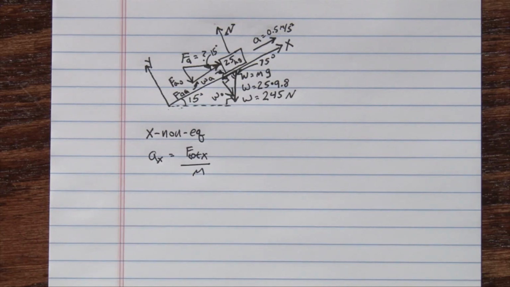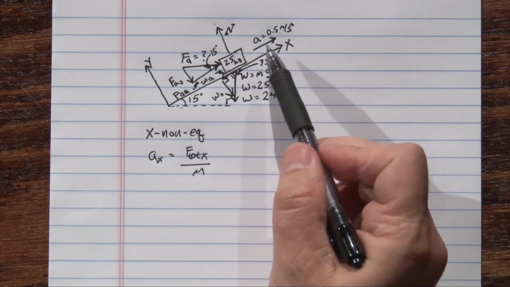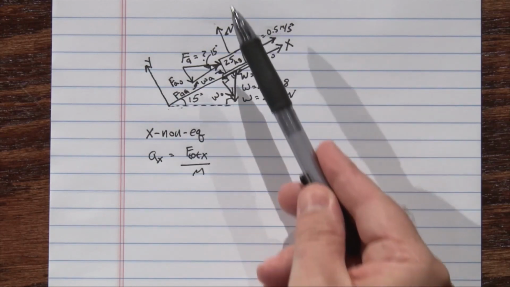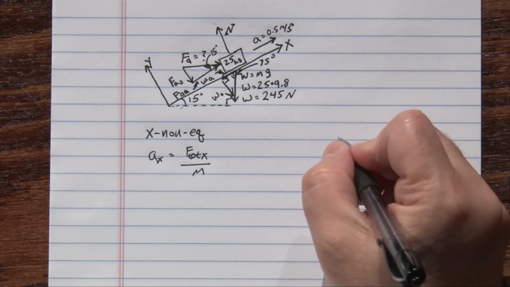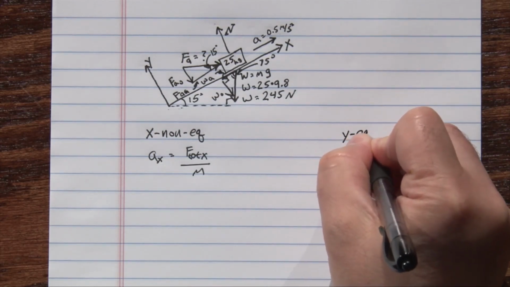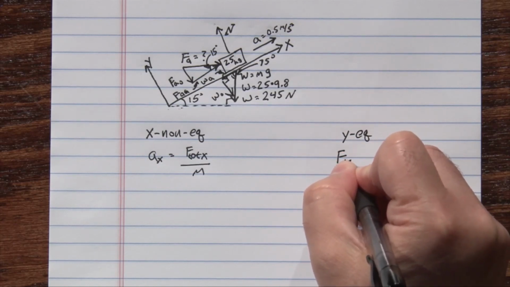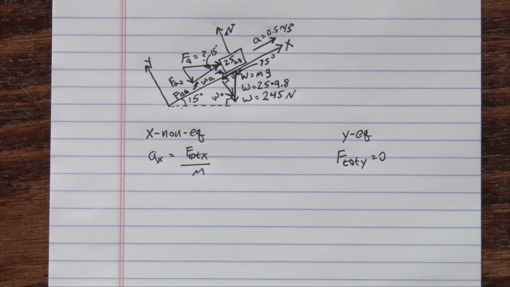In the y direction, we have equilibrium, because as the box accelerates up the ramp, it's not moving in the y direction. It's not moving perpendicular to the ramp. So the box is not moving in y, as I've drawn my y-axis, and it stays not moving in y. So we have y equilibrium. And our starting equation for y equilibrium is force total y equals 0. Let's see what we can do with these equations.